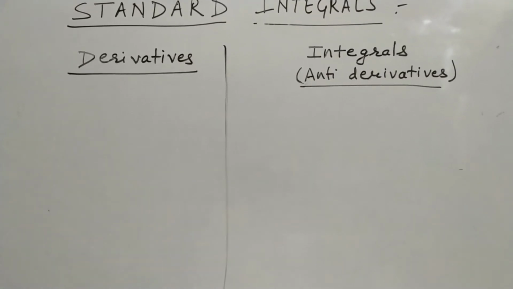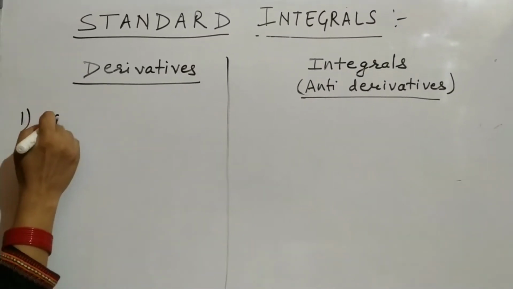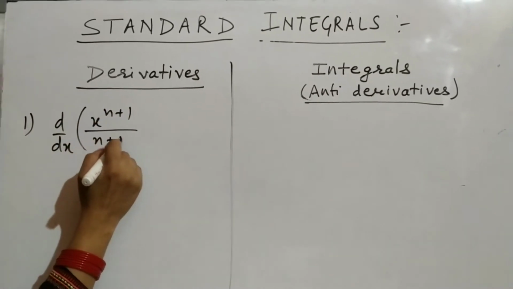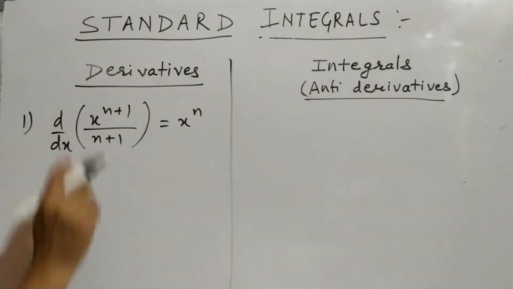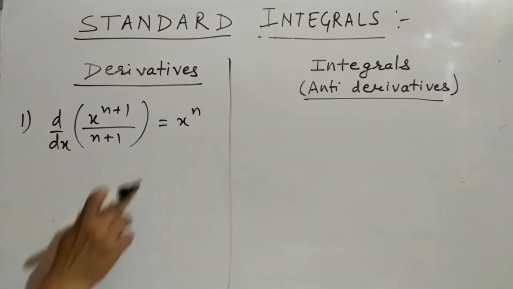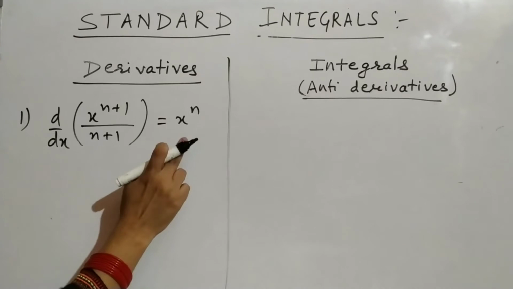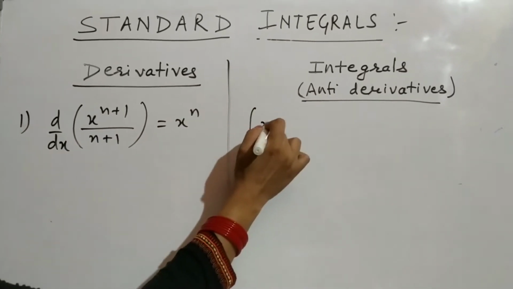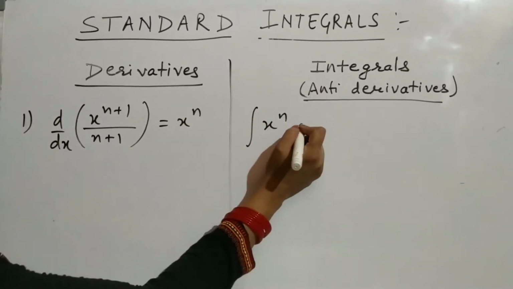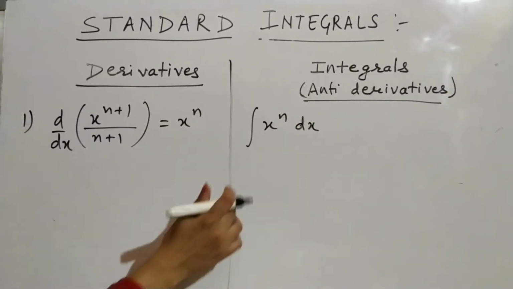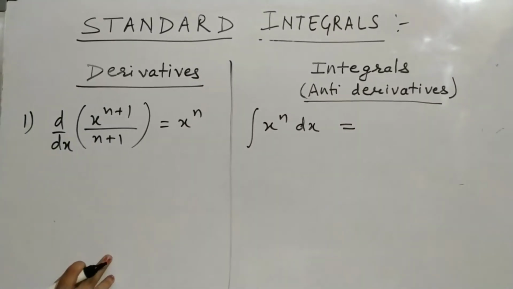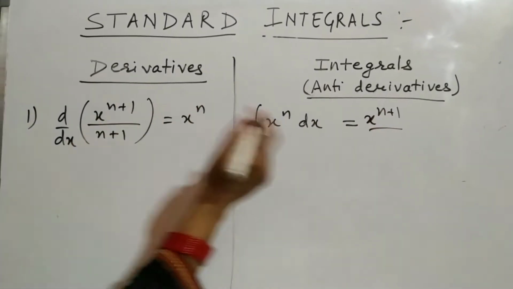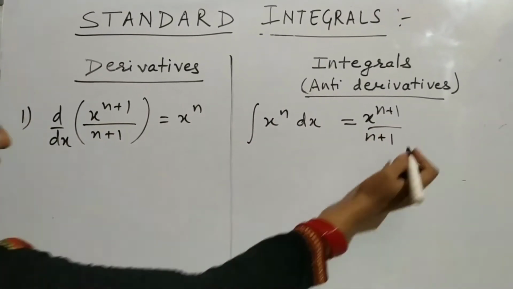The derivative of x to the power n plus 1 over n plus 1 is equal to x to the power n. We know that integration is the inverse of differentiation. Therefore, the integration of x to the power n with respect to x is equal to x to the power n plus 1 over n plus 1 plus c.